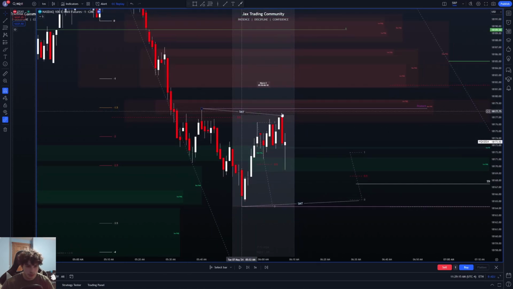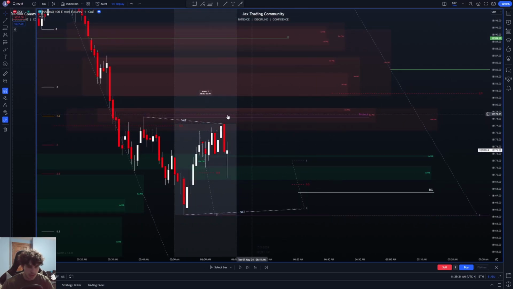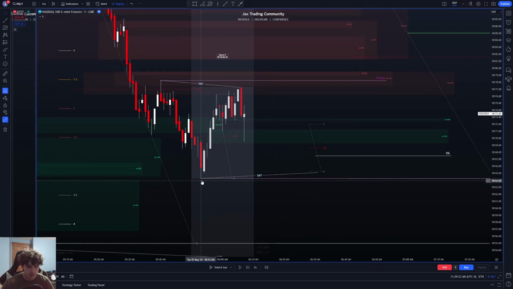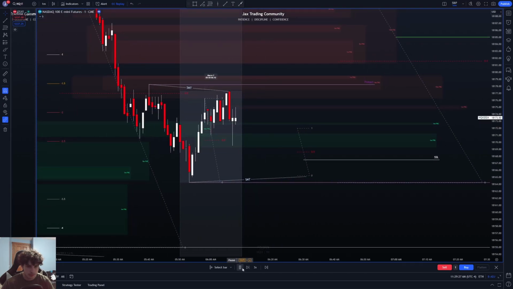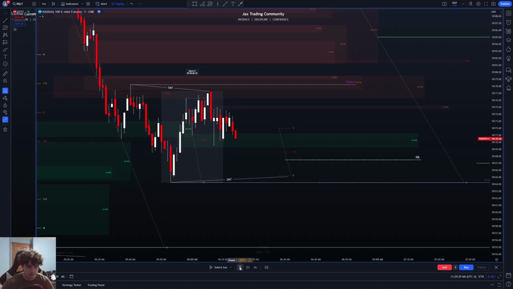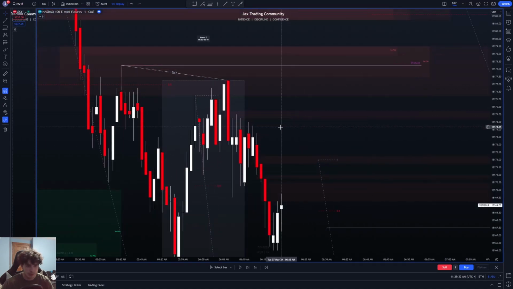But then right here, we create this SMT. So this is showing that we're bearish. We also have this protected high. So this high should not get visited until this low gets taken. And you can see right here, after this SMT, you have this entry.